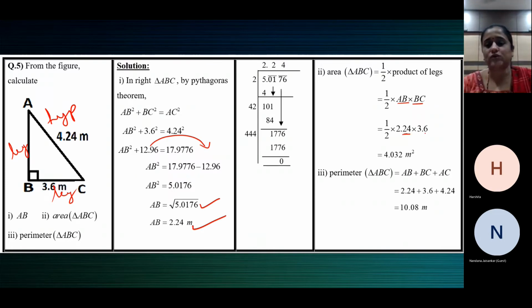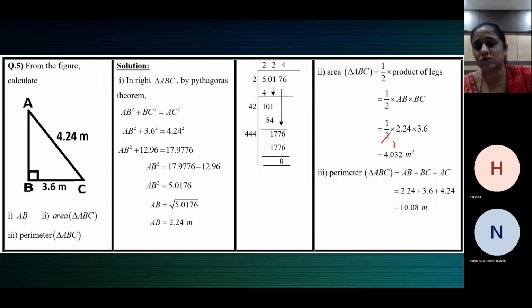So AB we found 2.24 into BC is 3.6. This is just multiplying and dividing. You can cancel: 2 ones are 2, point ones are 2, 2 twos are 4. Or you can simplify 2 and 3.6 also, since both numbers are divisible by 2: 2 ones are 2, 1 is a remainder, 8s are 16. Then multiply these two numbers. The product is 4.032 meters squared. This is the area.